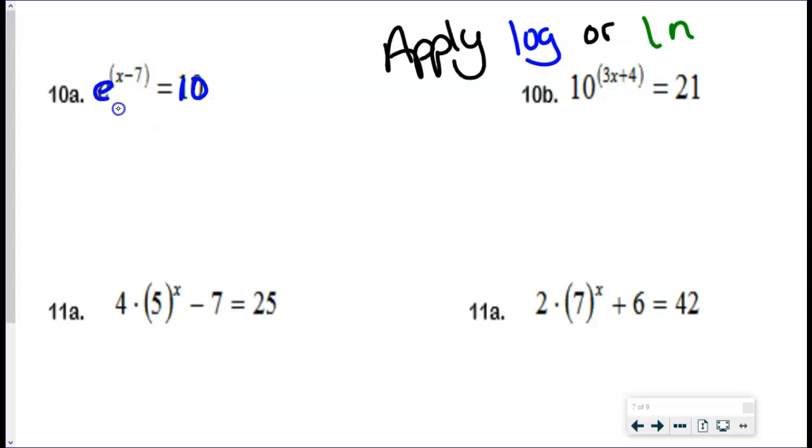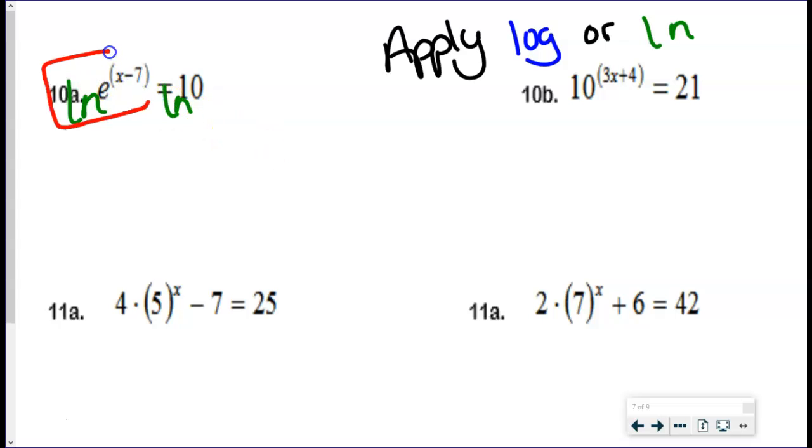So here it confuses kids a little because they're like, oh, I have an e and a 10. Which one should I use? Normally it doesn't matter. Actually, always it doesn't matter, but sometimes it'll make your life easier. If you notice your base of the exponential piece has an e, you should use a natural logarithm. So I'm going to apply a natural logarithm to both sides of the equation.